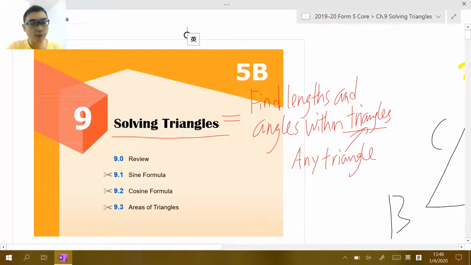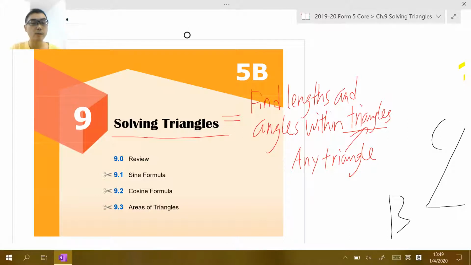Today I would like to bring to you a new chapter, chapter 9, solving triangles. In this chapter there will be altogether 3 sessions. The first one is called the sine formula, the second one is called the cosine formula, and the last one is to use some formulas to find the areas of triangles. And all sessions in this chapter are in the long foundation part.